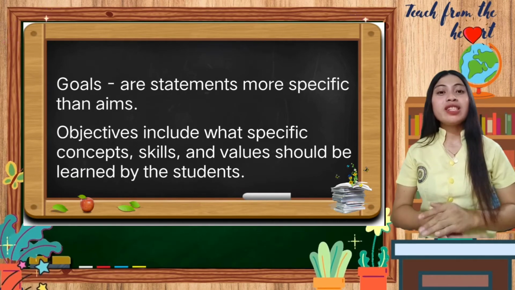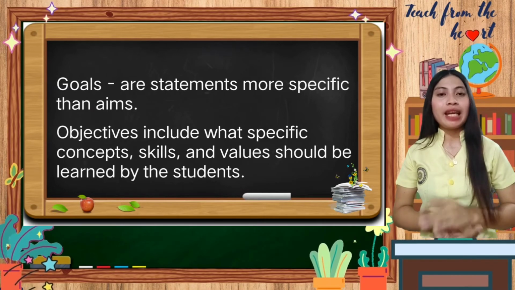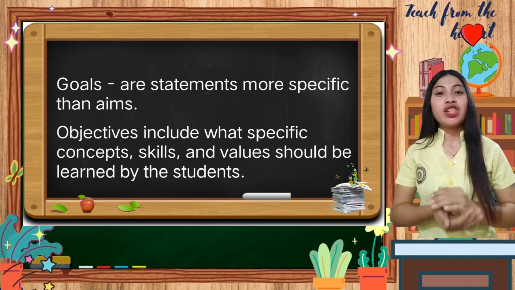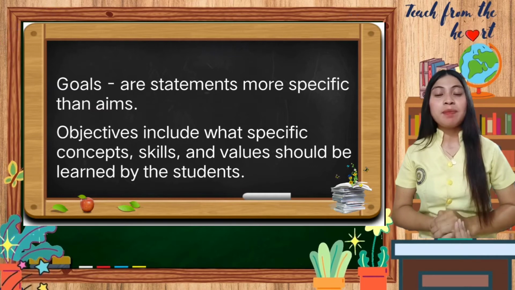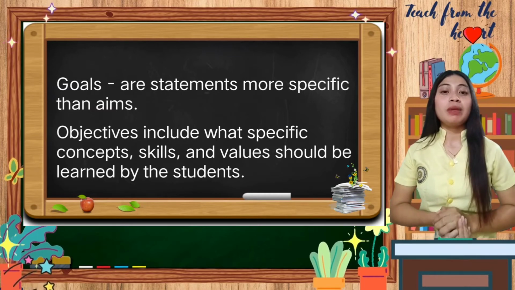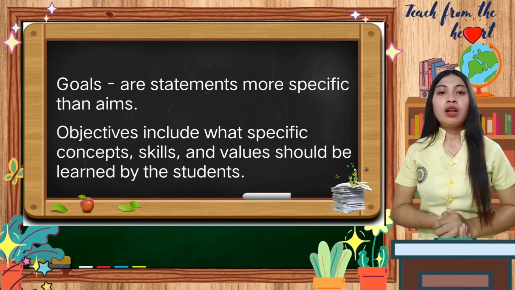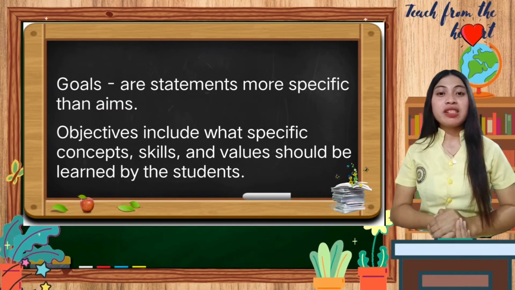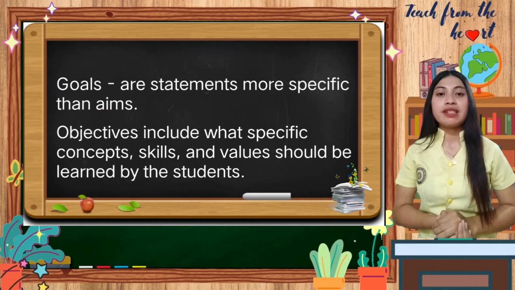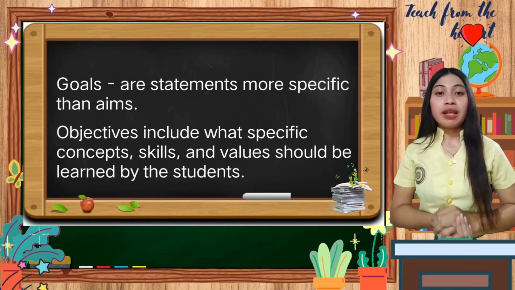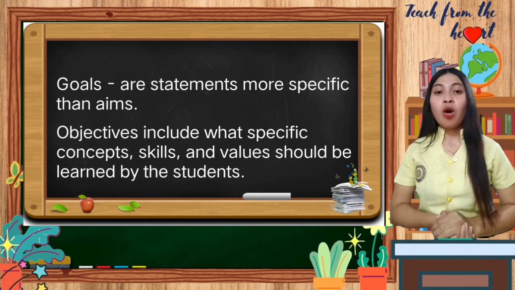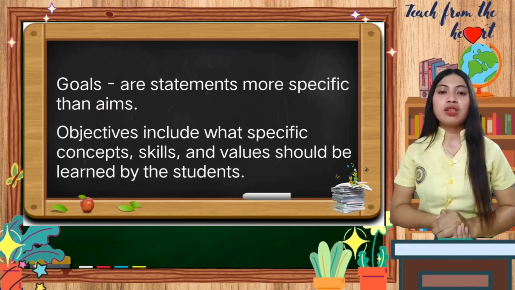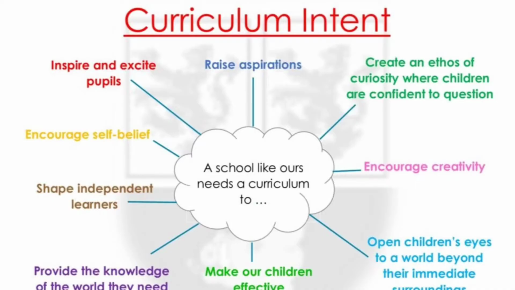Goals. Goals are statements more specific than aims. Goals are the general statements of what the concepts, skills, and values should be learned in the curriculum. Objectives include what specific concepts, skills, and values should be learned by the students. Usually, objectives are used in making decisions or planning about instruction. In brief, curriculum intent refers to the idea of the future or desired result.